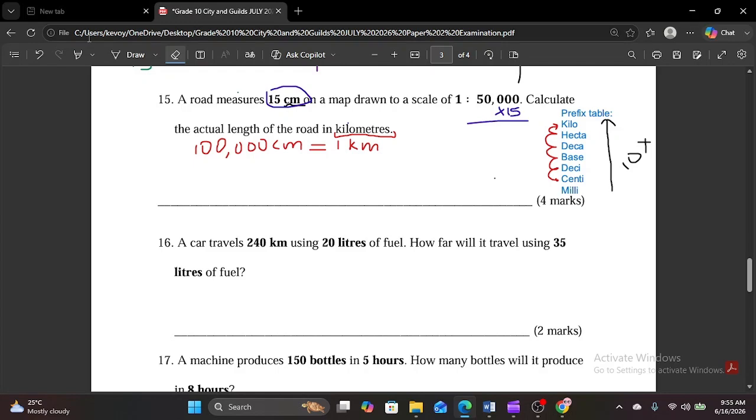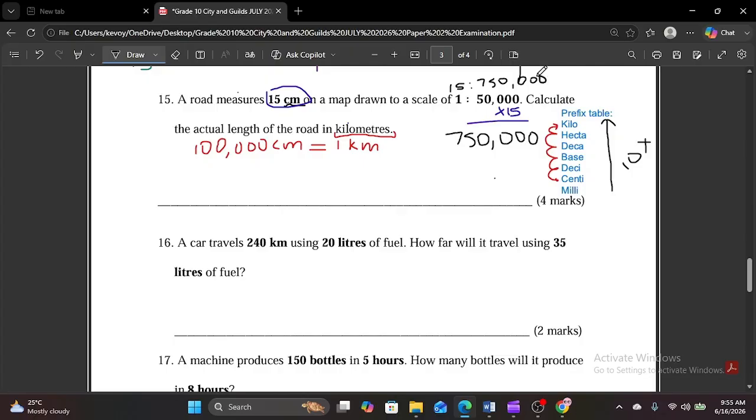If you multiply 50,000 by 15, you should get 750,000. So that's going to be your answer if you multiply the 15 centimeters by the 50,000, because instead of 1, you have 15. So if you have 15 right there, it's going to equal 750,000.